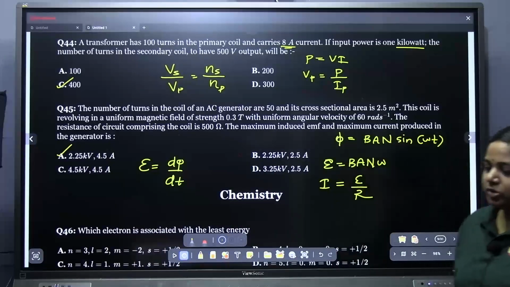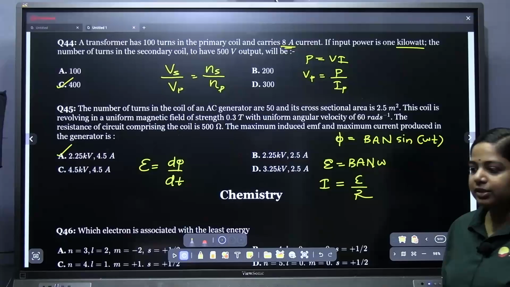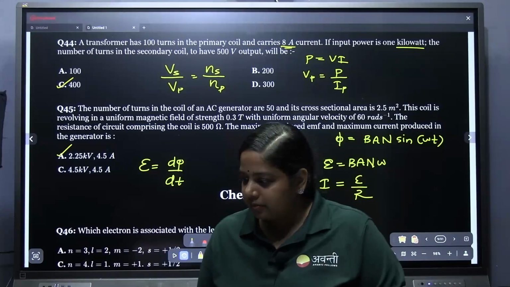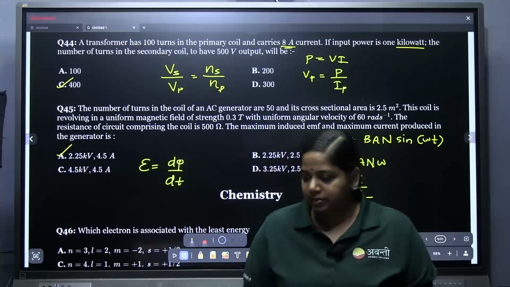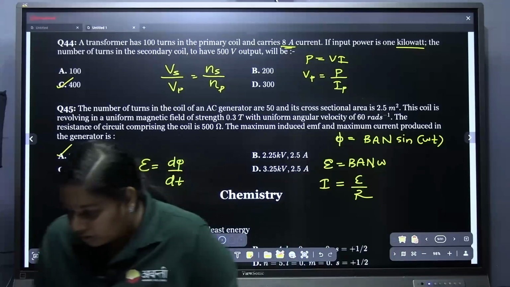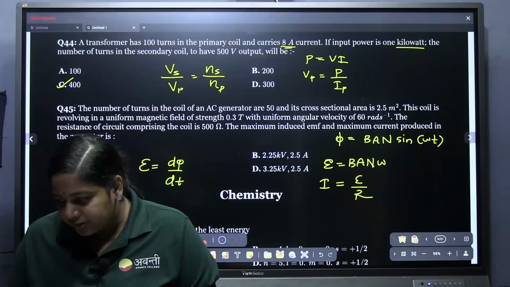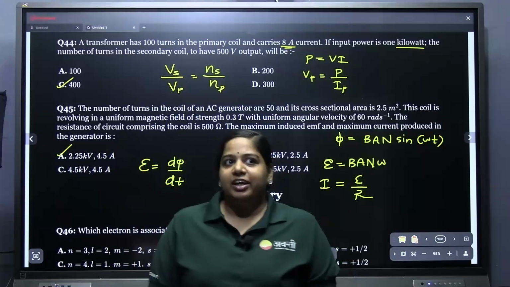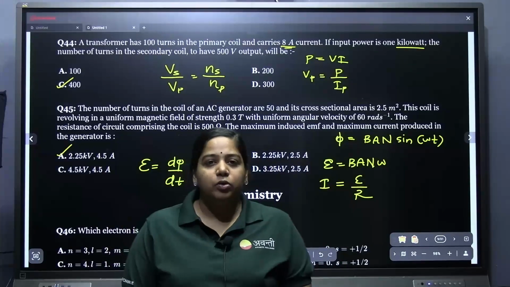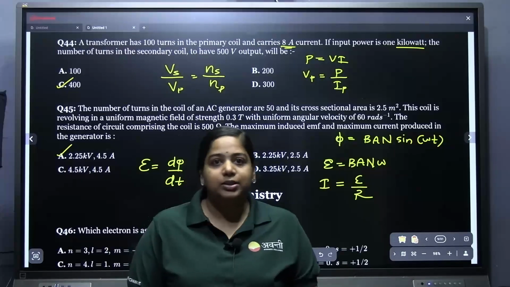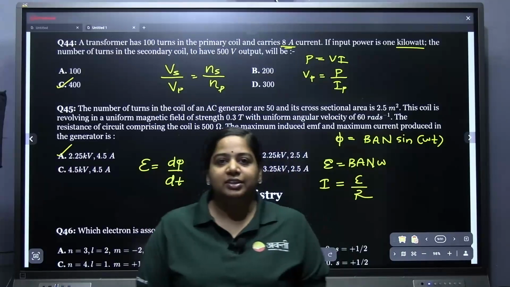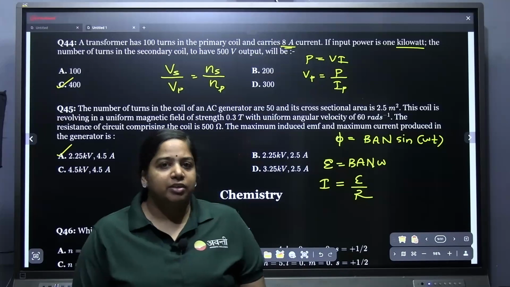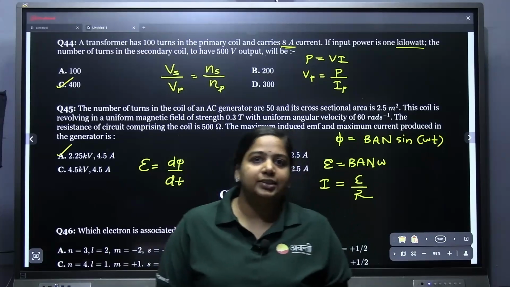I hope everybody understood all the solutions. Is there any doubt regarding today's class? What was the level of this time's physics question paper, ma'am, compared to last time? Compared to last time, all the concepts we know, but application wise it is different. So you might feel it is much tougher than last time.